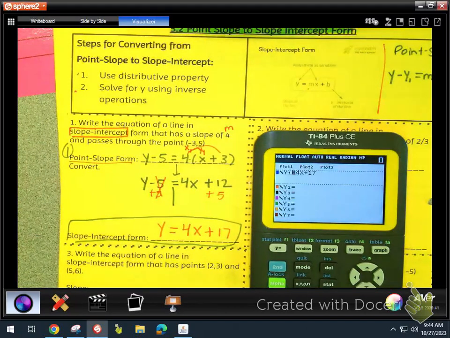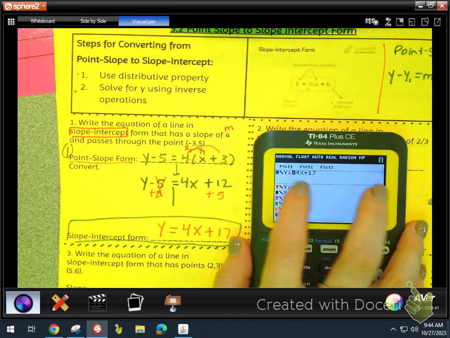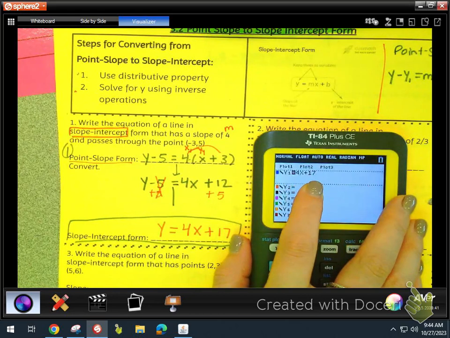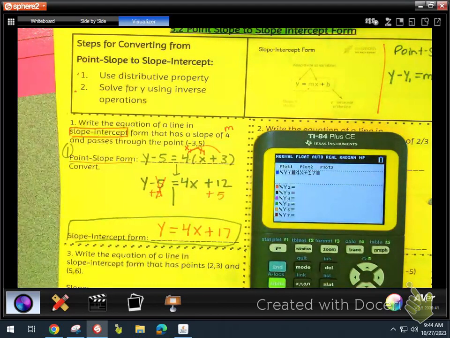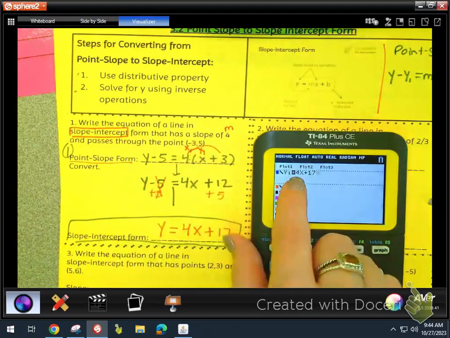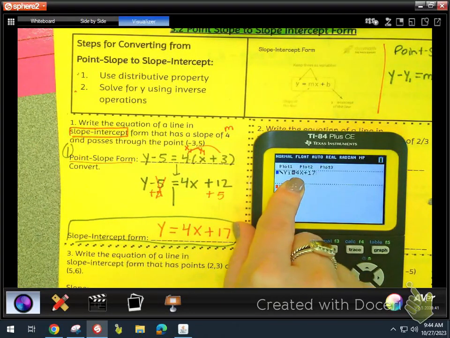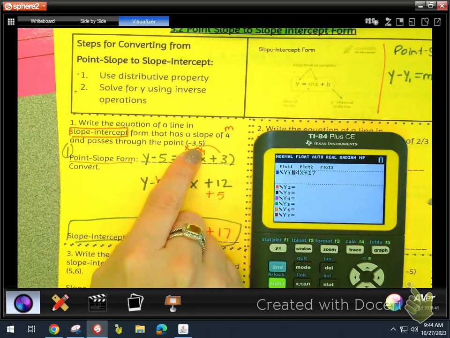Yeah, guys, we've used this calculator before. We need to know how to do this. 4x plus 17. Okay. Remember, two things that we needed our line to do. What did we need the slope of our line to be? 4. Is the slope of our line 4? Yes. What else did we need our line to do? Go through the point what?